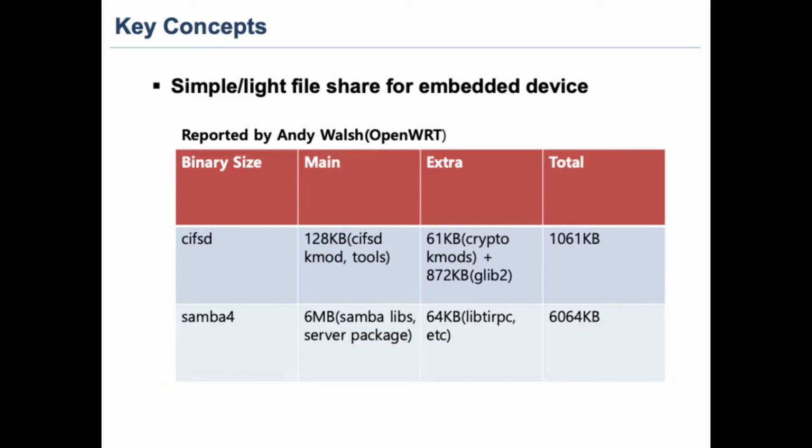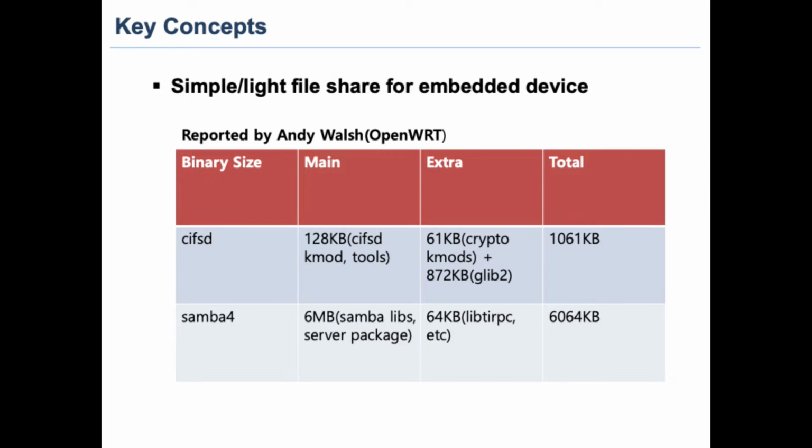cifsd is a simple and lightweight file share. OpenWRT developer Andy Walsh is trying to merge cifsd into the OpenWRT project. He reported that cifsd is suitable for embedded targets, which tend to have small flash size. He shared a table comparing binary size between Samba and cifsd. The binary size of cifsd is just 1 megabyte, while the size of Samba is 6 megabytes.